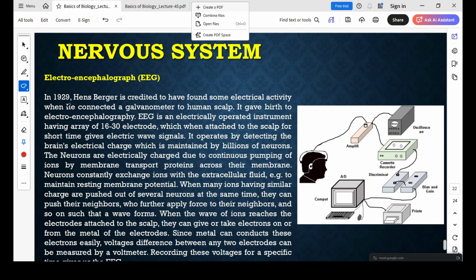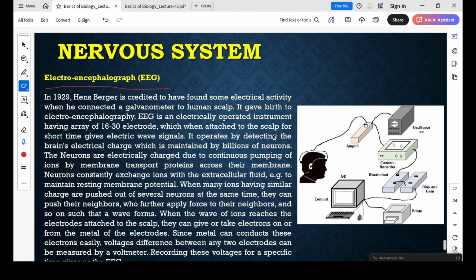One other test that is very important is the electroencephalogram, or EEG. This is required for measuring brain activity. There is a cap which has multiple electrodes present at specific points placed on the human, and whatever electrical impulses are generated are amplified and recorded.